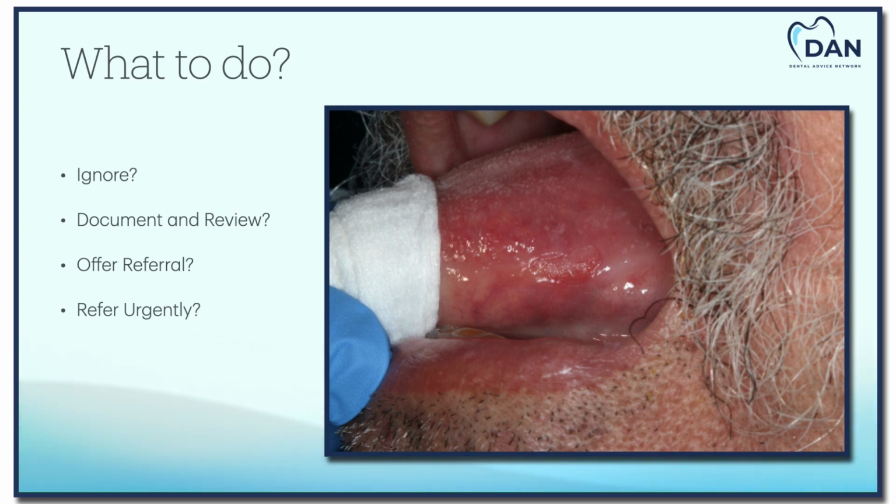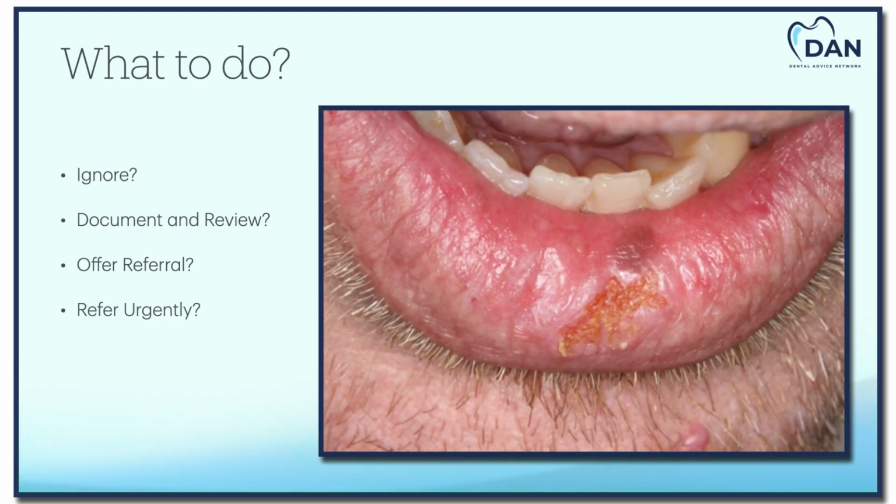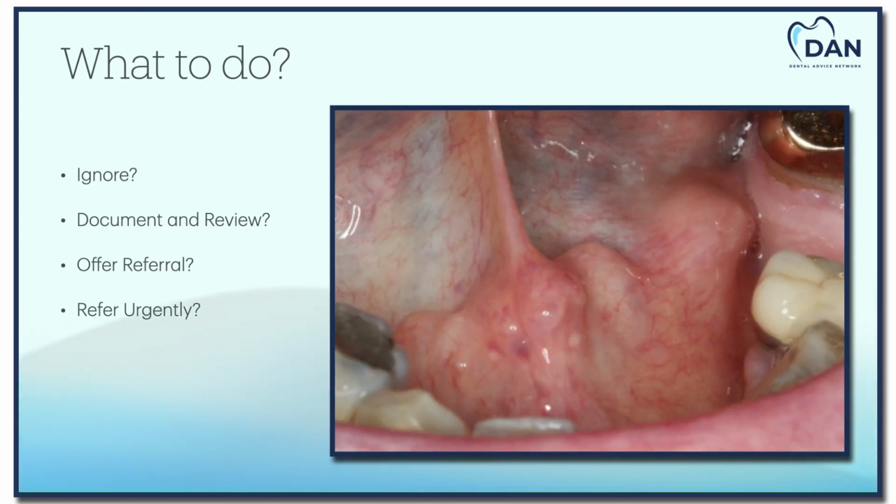So this one here is a lesion involving the patient's lateral tongue. Another lesion involving the patient's lateral tongue. A crusted persistent lesion involving the lower lip vermilion. An area of numbness involving the patient's lip and face. And a swelling involving the patient's floor of mouth.